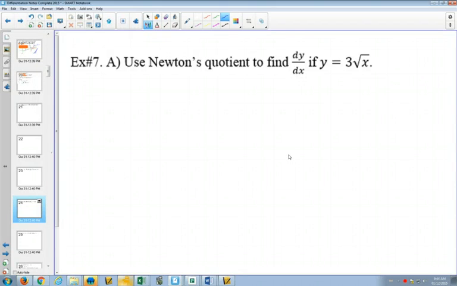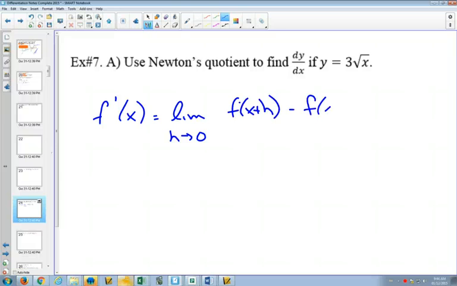So we start by writing out, here I'll do it to start, our derivative f prime of x is equal to the limit as h goes to 0 of f of x plus h minus f of x all divided by h. So there's our definition of a derivative or Newton's quotient. We're going to use this and plug things in and use algebra skills in order to solve it.